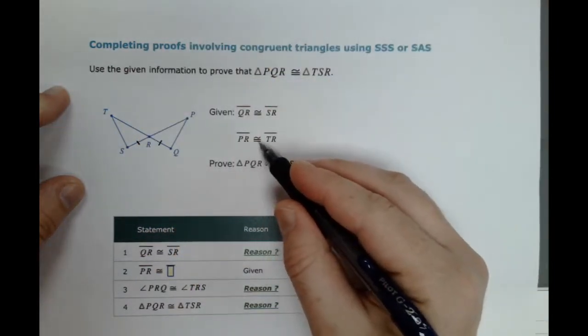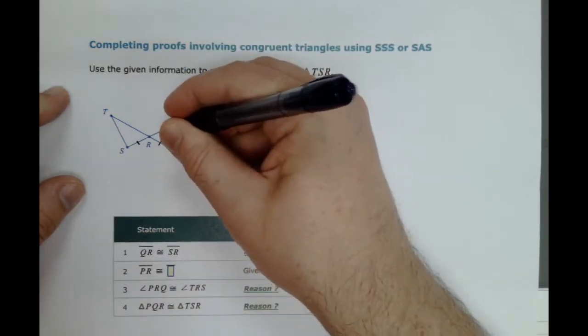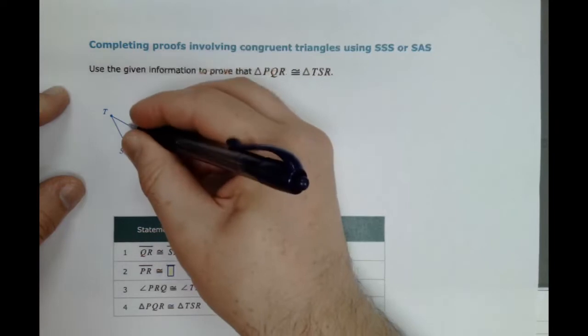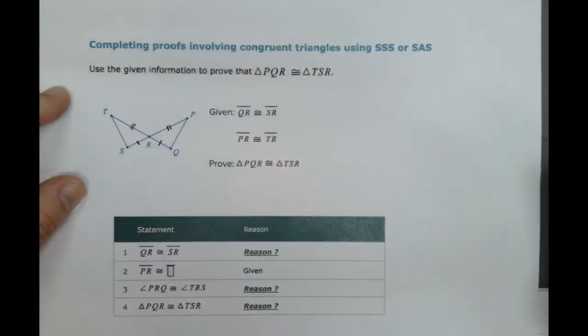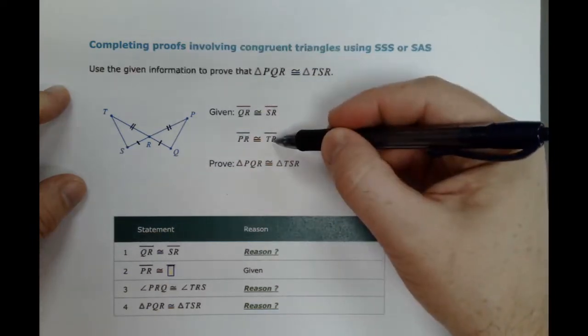And we know that PR is congruent to TR. So we have PR here, it should be congruent to TR, but not necessarily congruent to QR, so we're going to use a different number of hash marks to mark that. And that's it. That's all the givens we know.